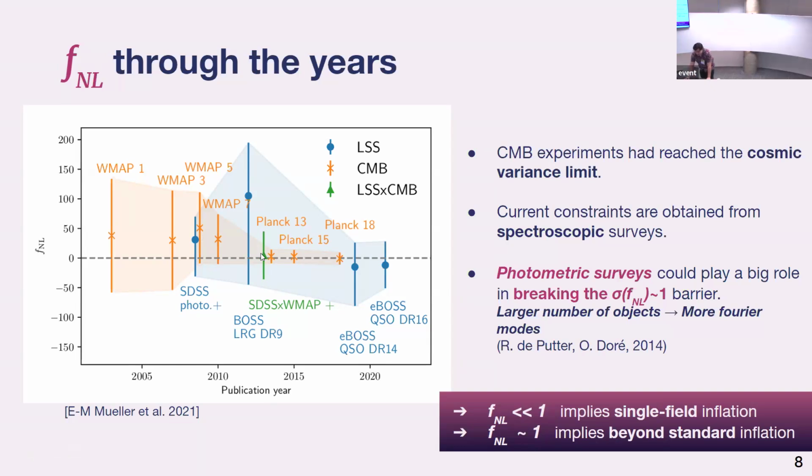One interesting thing here also that you can see is that most of the constraints are coming from spectroscopic surveys, except maybe this SESS one, which is a photometric sample. But it's interesting that there is a result arguing that photometric surveys could play a big role in breaking this sigma FNL equals 1 barrier, mostly because by being photometric, you can just grab a large number of objects, and it is claimed that this could improve the constraints on FNL.